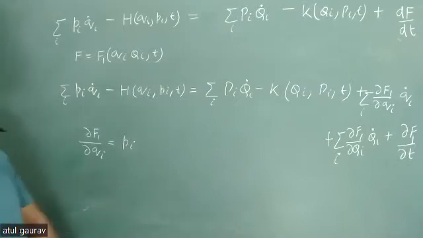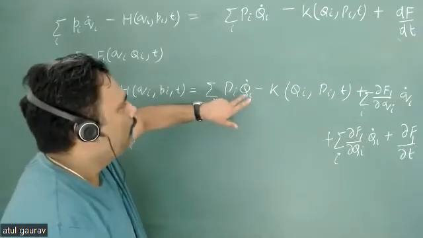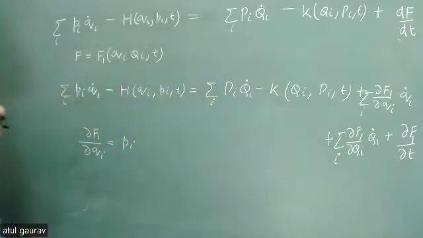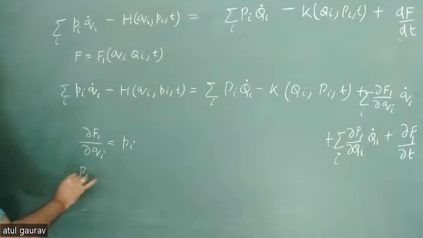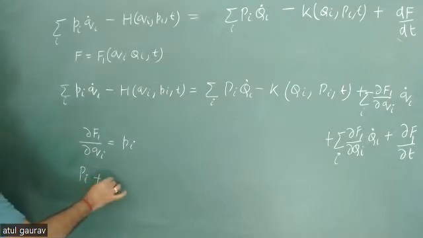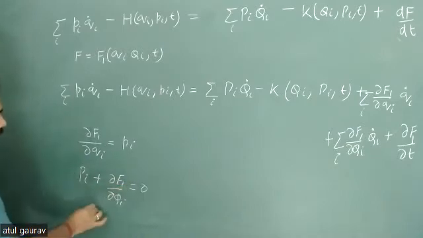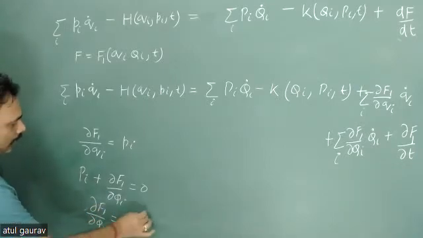And the second coefficient we are going to equate is Qi dot on the left-hand side. If you take the Qi dot, then you have Pi plus del F1 upon del Qi is equal to 0, and we have del F1 upon del Qi is minus Pi.